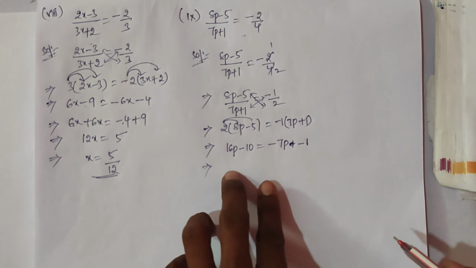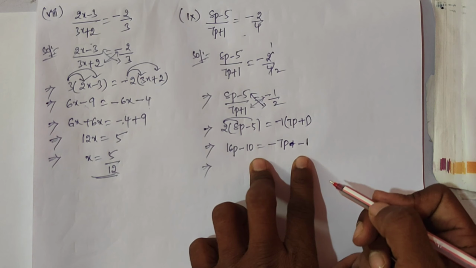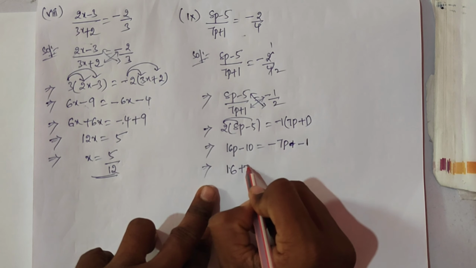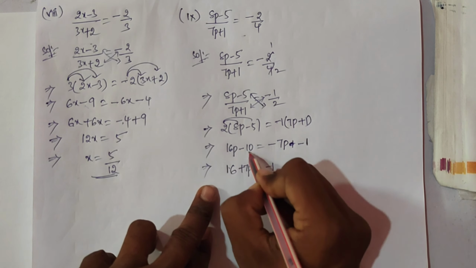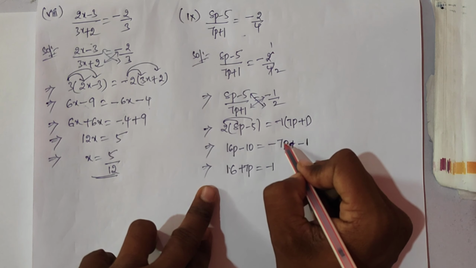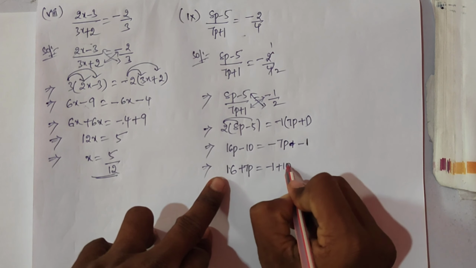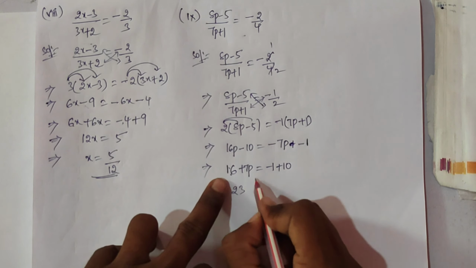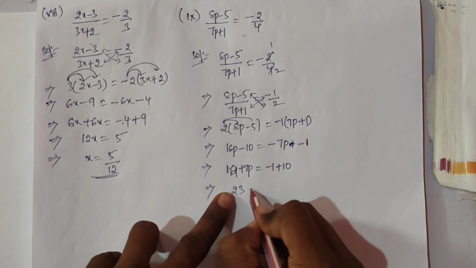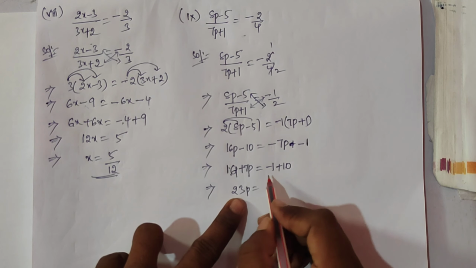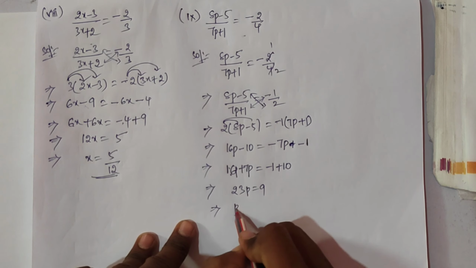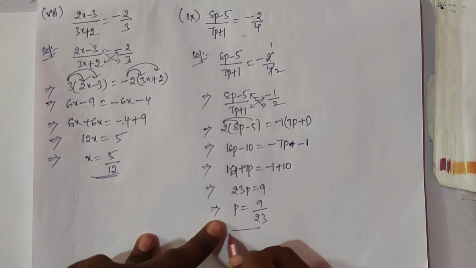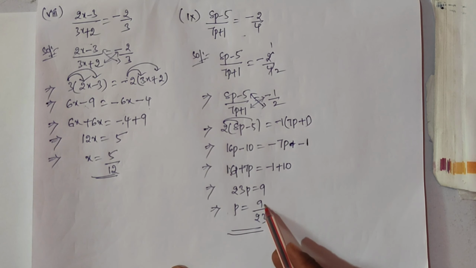Now, if you observe, we clearly have variables and constants. Now we have to separate these two terms. Now, 16p, minus quantity becomes a plus, 7p is equal to minus 1 transpose minus 10. If you transpose to the RHS side, minus 10 becomes what? Plus 10. This implies 16 plus 7 is how much? 23. p on the left is 23p. p is equal to how much? 10 minus 1 is 9. This implies p is equal to 9 by, multiplication becomes what? Division. 9 by 23. Therefore, p is equal to 9 by 23.